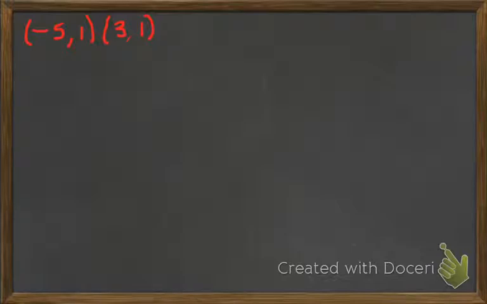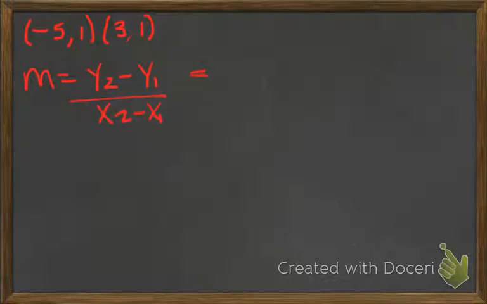Often you're going to be asked to classify lines. Of course, you can plug these into your calculator and visually look at it, but you also need to know how to do it algebraically. So that's what we're going to work on now. If you were given 2 points that create this line, -5, 1, and 3, 1, I want you to classify the line as positive, negative, undefined, or 0 slope, or horizontal. So we're going to begin by using our formula, which is y2 minus y1 over x2 minus x1.